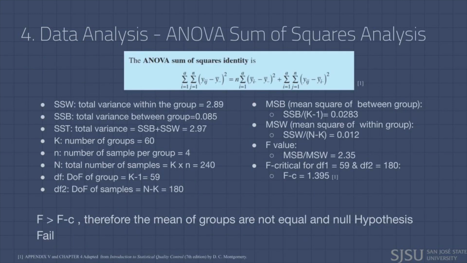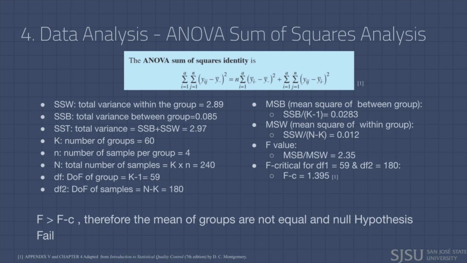ANOVA sum of the square was used to understand the variance of our data, with the hypothesis that the mean of the groups are equal. And from our calculation, we found mean square of group is 0.028, and mean square of between samples is 0.012. And from the calculation, we get F to be 2.35, which is greater than the F critical, which is 1.359.